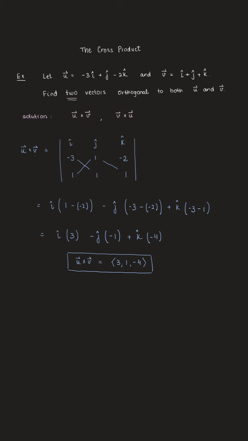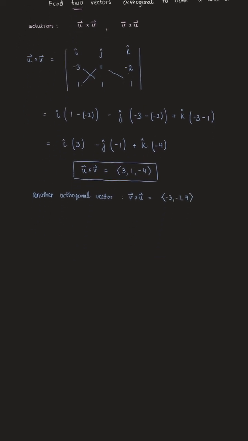Now, we can also find another orthogonal vector by taking the opposite of u cross v, which will be v cross u, and that will be -3, -1, and 4. But actually, recall that any scalar multiple of a vector is parallel to that vector. So any multiple of u cross v will still be orthogonal to both u and to v.